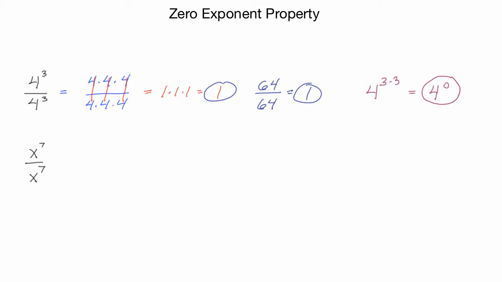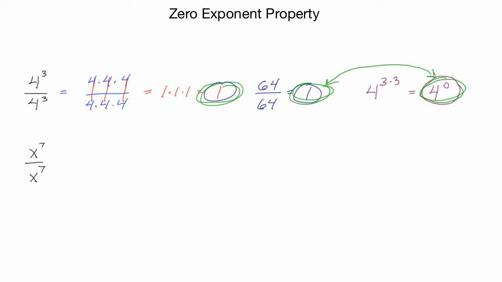Now here's what mathematicians have to wrestle with. This is true: 4 to the third divided by 4 to the third equals 1. We've shown that twice. But then we've also shown that 4 to the third divided by 4 to the third equals 4 to the 0 power based on the quotient property. We need to reconcile these two things. And so what mathematicians have done is they've defined anything to the 0th power to equal 1.